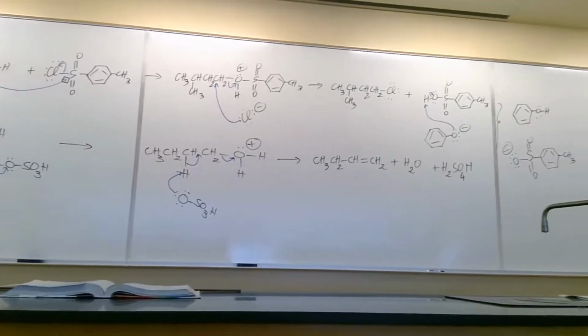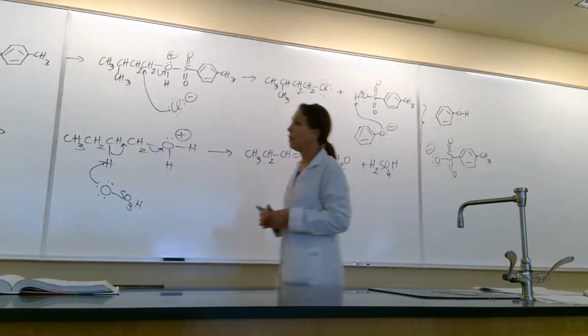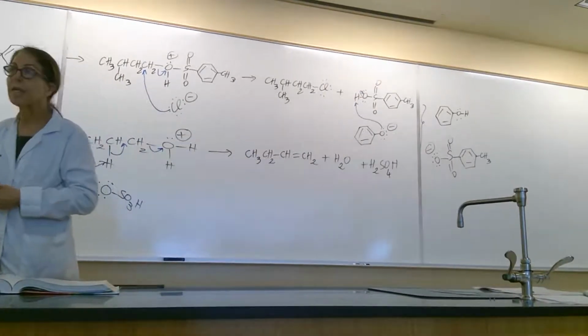So from this question, remember, when you have sulfuric acid and heat, especially with primary alcohols, you're going to have elimination. So acid and heat always gives you elimination. Okay? Next one is E.